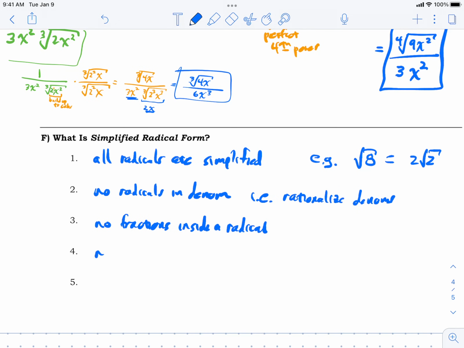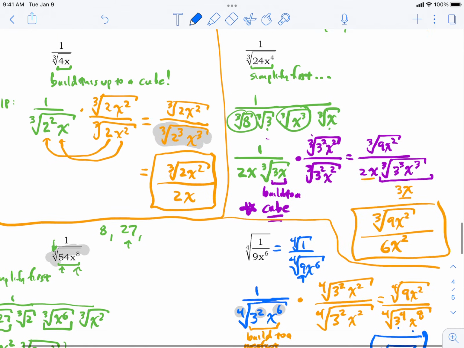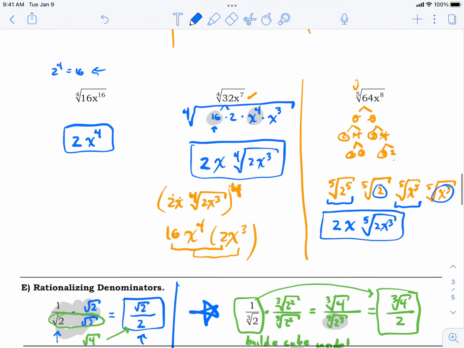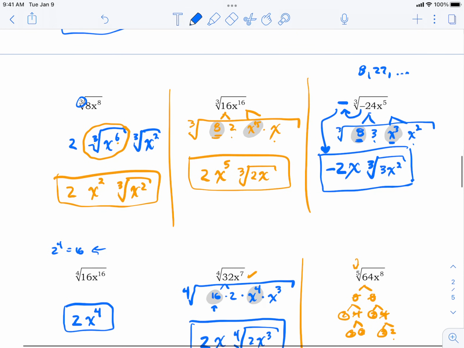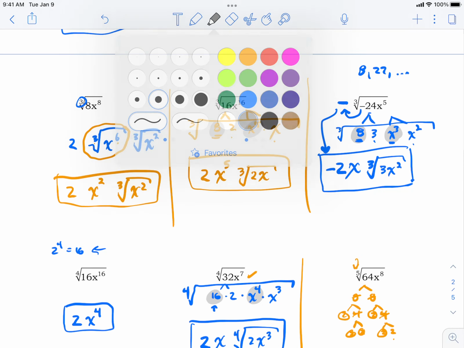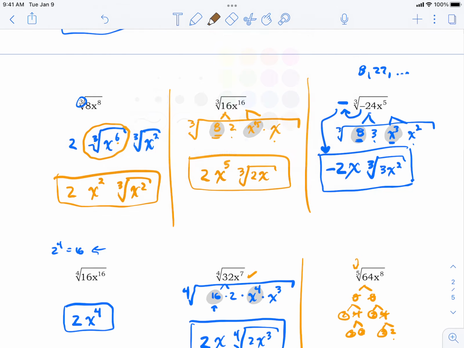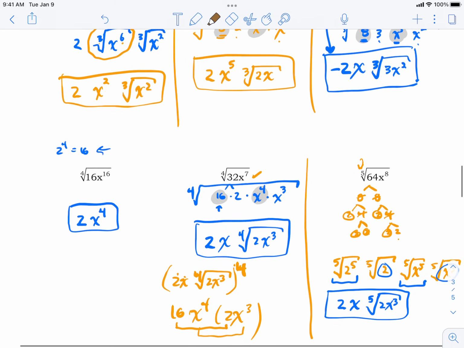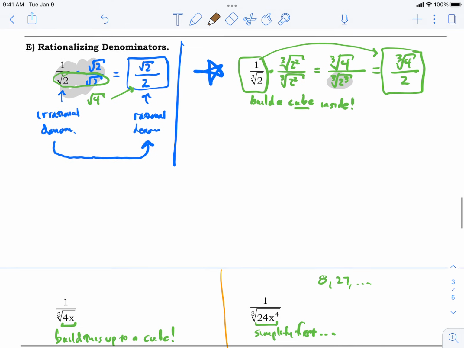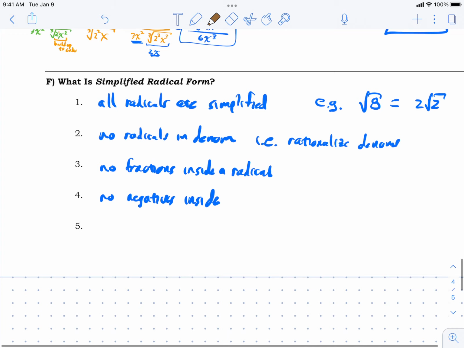Another thing is no negatives inside. And we had an example like that up here somewhere. Okay, like here's one of our examples where we basically... I need a good color. Brown is such a good color. We had a negative inside the cube root, so we took it out. Don't leave the negative inside. Okay. By the way, if you have a negative in a square root or a fourth root, you're going to have to stay tuned for a while to learn how to handle those. It's going to involve the number i, imaginary number type stuff. Anyway, don't leave a negative inside a radical.